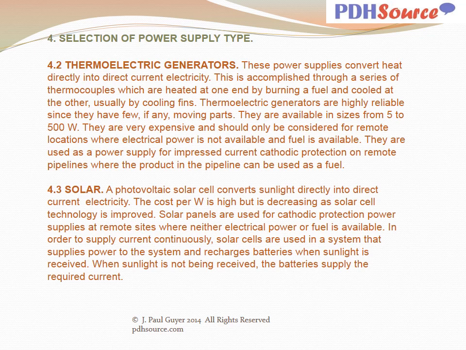In order to supply current continuously, solar cells are used in a system that supplies power to the system and recharges batteries when sunlight is received. When sunlight is not received, the batteries supply the required current.